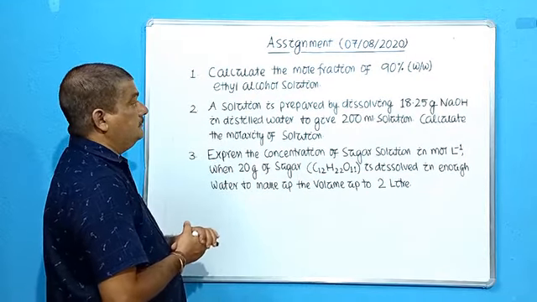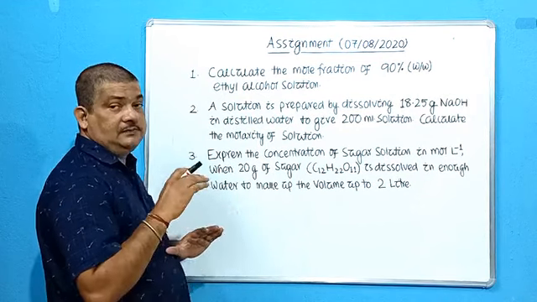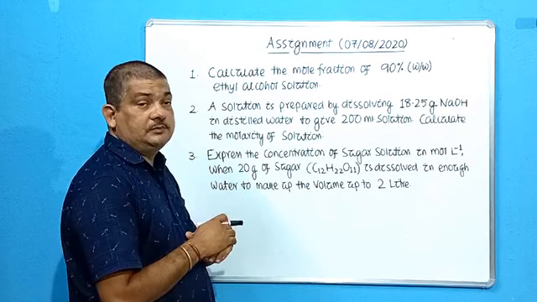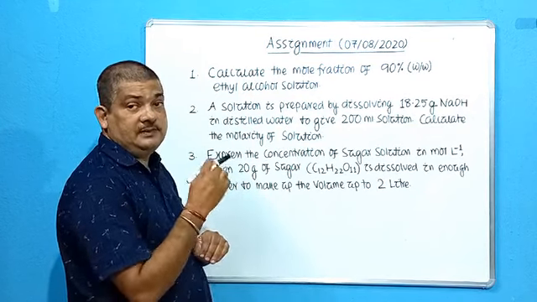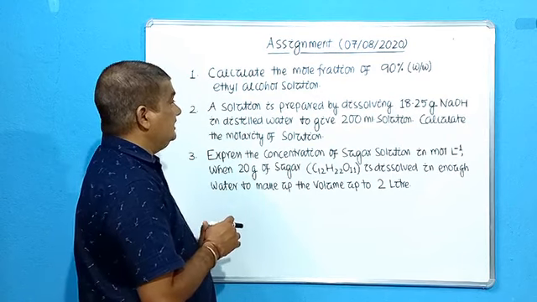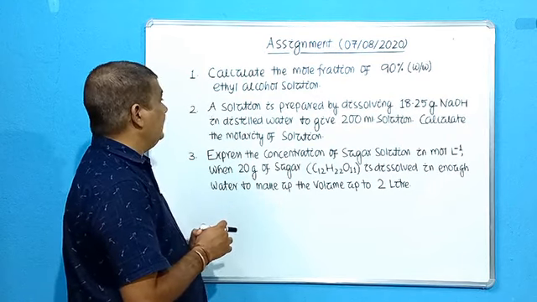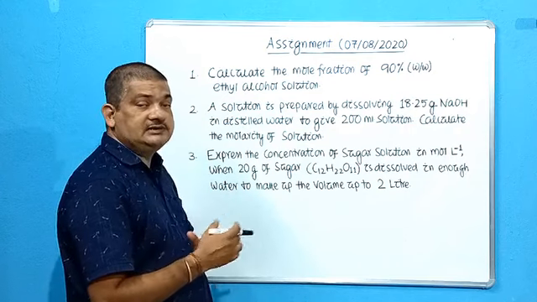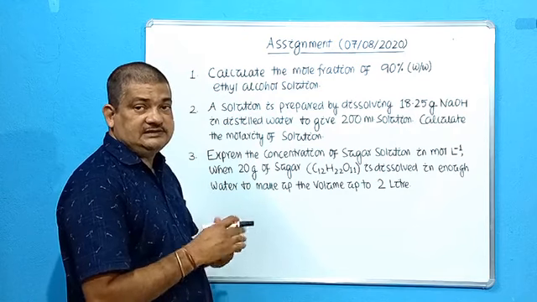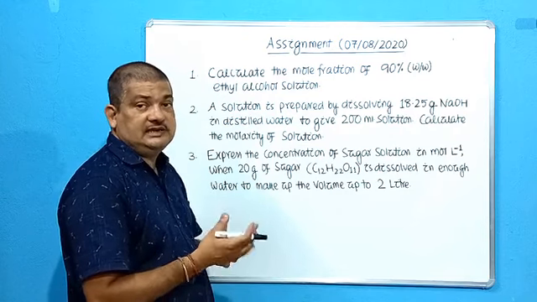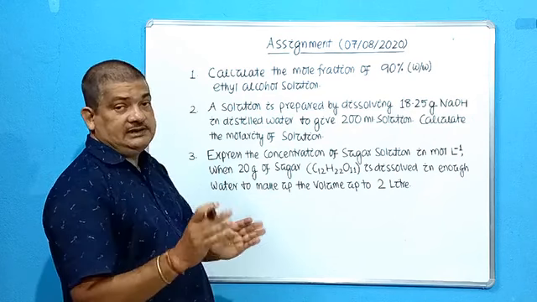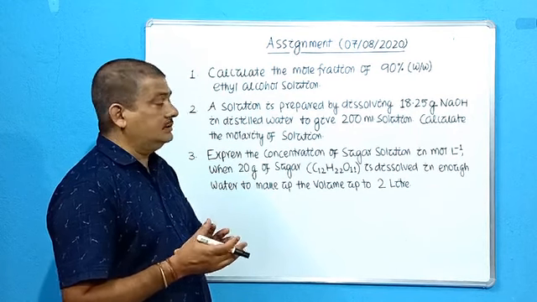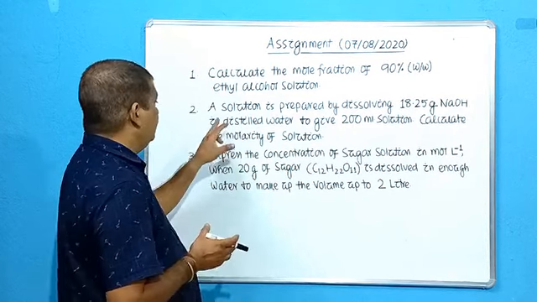Question number 1: calculate the mole fraction of a 90% mass by mass solution of ethyl alcohol. I have clearly given that the strength of the solution is in terms of mass to mass, that means mass of the solute divided by mass of the solution. You have to calculate the mole fraction. Ethyl alcohol is the solute, water is the solvent. You have to find out their masses, calculate the number of moles, then calculate the mole fraction of ethyl alcohol and water. These are the two components. Solute is the ethyl alcohol, solvent is the water.